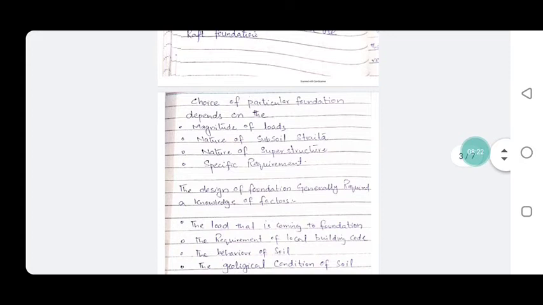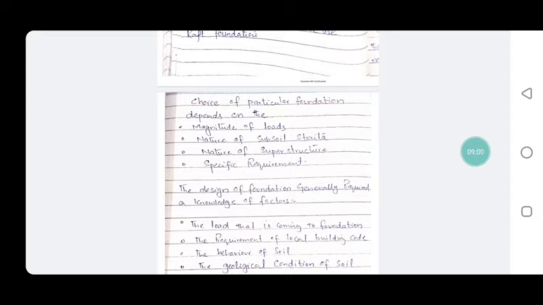Choice of particular foundation. After learning the types of foundation, which factors affect or decide the choice of foundations? There are 4 factors which decide the type of foundation. Number 1 is magnitude of loads. This load includes both dead and live load. The second factor which affects the choice of particular foundation is the nature of subsoil strata.